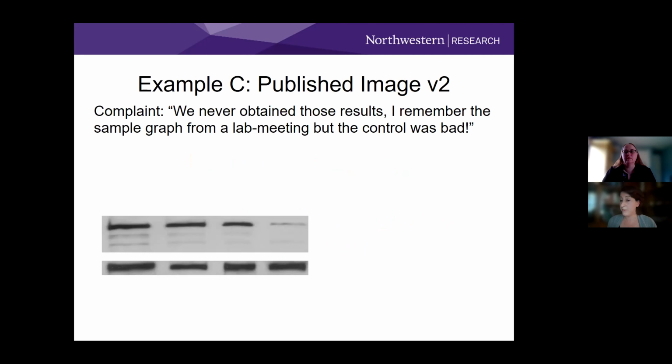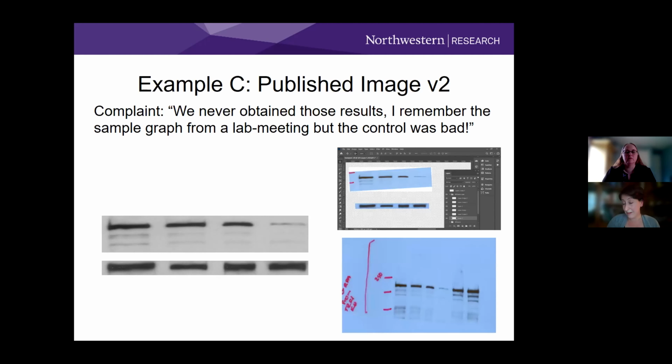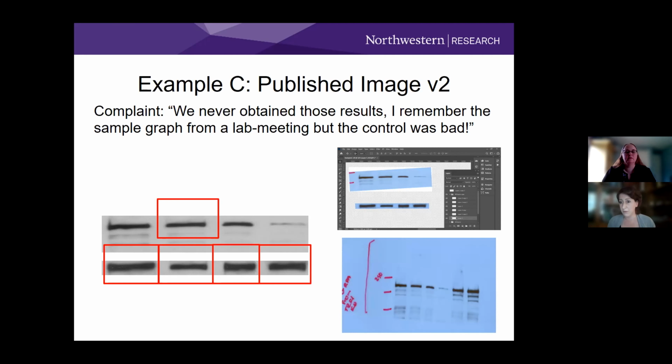Third example. So we have a published image, another one, and we look at it. We have a complainant that said, hey, I work in that lab. In that case, we actually know the person. I remember that same graph from a lab meeting, but the control was really bad. I don't know what happened there, but there's something weird. We go back, as always. We look and we find the Photoshop file where there's a number of layers of one specific piece that are called layer A, copy 1, copy 2, copy 3, copy 4. So we try to look at what happened, and we realized that actually this band was duplicated 4 times.